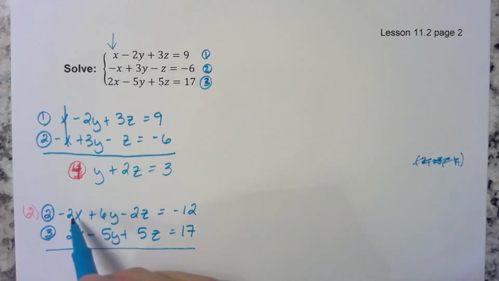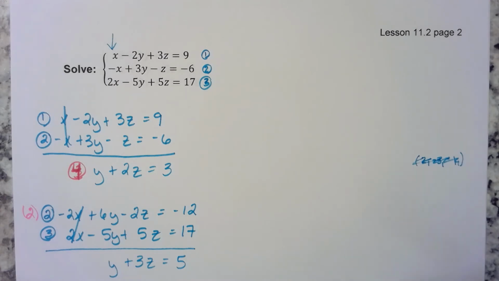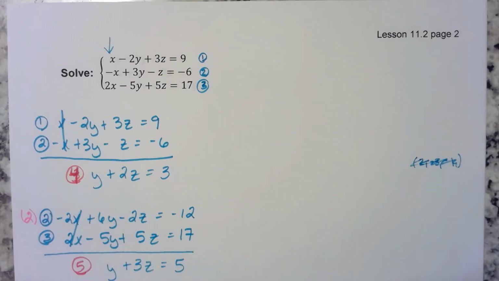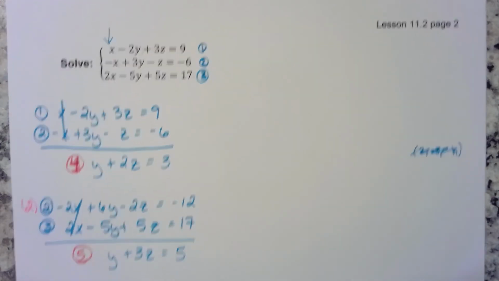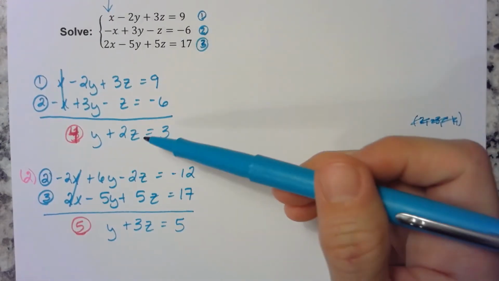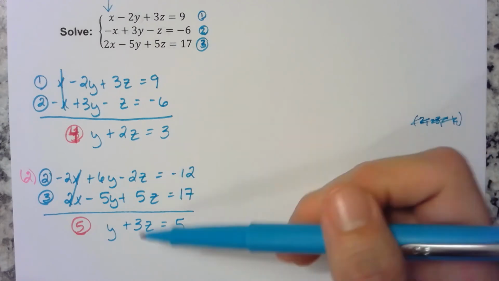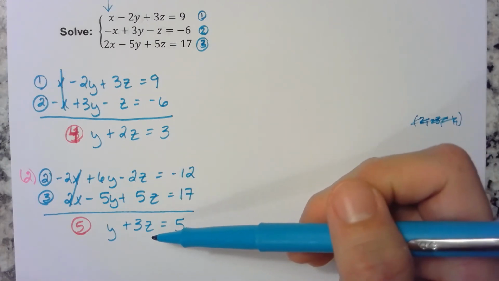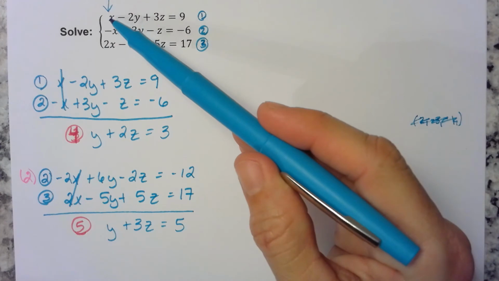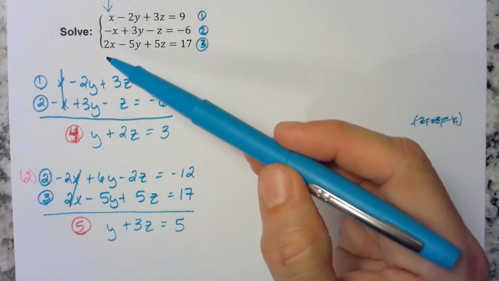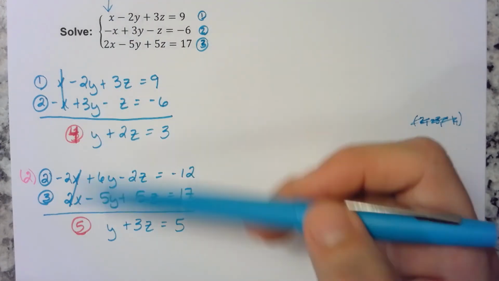If I add these together, x's go away again. 6y minus 5y is 1y. -2z plus 5z is 3z. And -12 plus 17 is 5. I have created equation number 5. So this is what's important at this point. These two new equations that you created, they need to have the same variables in them. That's why you always want to eliminate the same variable in all three equations in these first two steps.